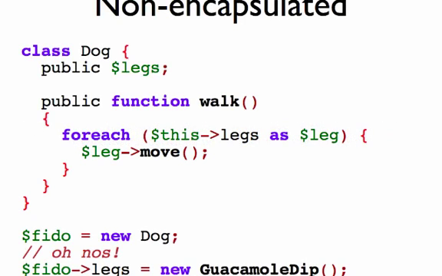So now we've got Fido. We create a new dog, and then he's got public legs, so we set it to guacamole dip, which is, he's going to have a hard time getting around.